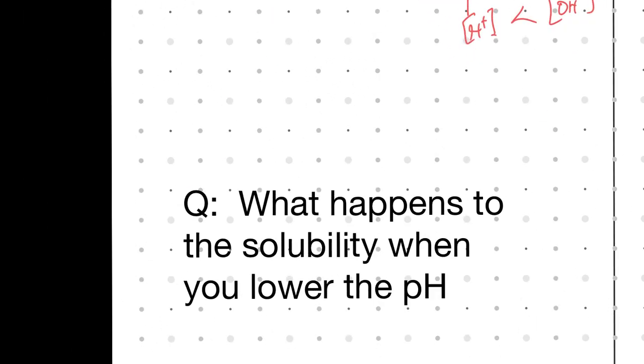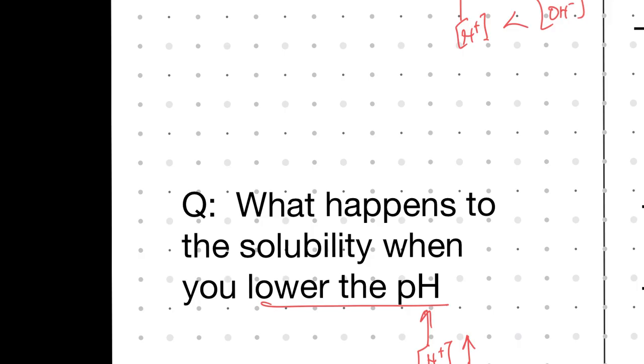So what happens to the solubility of magnesium hydroxide when you lower the pH? Well, lowering the pH means that the hydrogen ion concentration, which is the main factor that affects that, is going to increase. And so increasing the hydrogen ion concentration actually produces a situation.